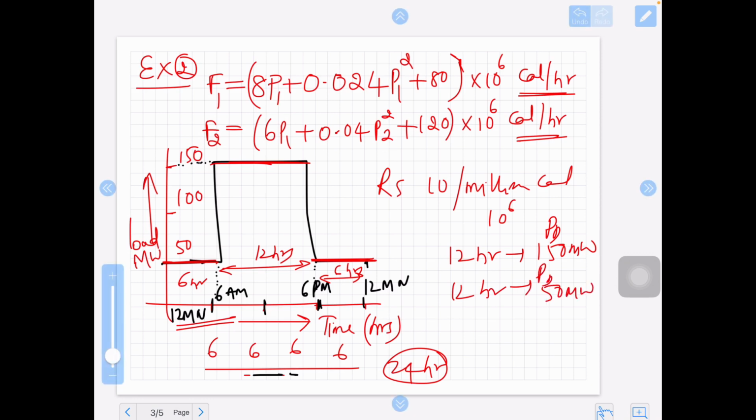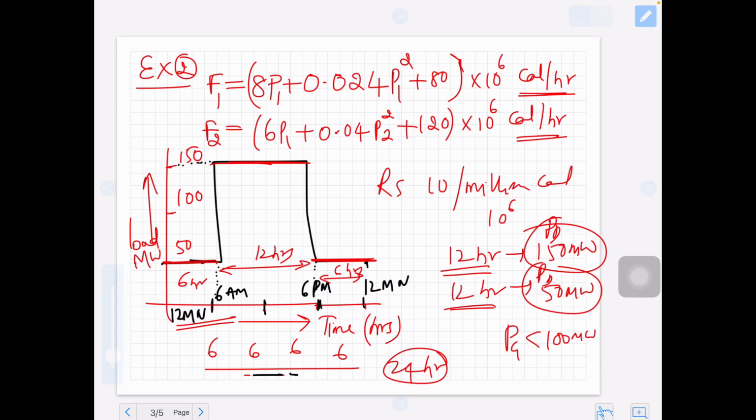So the load demand is 150 megawatts for the first 12 hours and 50 megawatts for the next 12 hours. The load is varying in two slots. Irrespective of the time, in 24 hours, 12 hours is 150 megawatts and 12 hours is 50 megawatts. Also it is given that the maximum and minimum loads on units are 100 megawatts and 10 megawatts. That means your generation power should be within this range: less than 100 megawatts and greater than 10 megawatts. This information is also given.